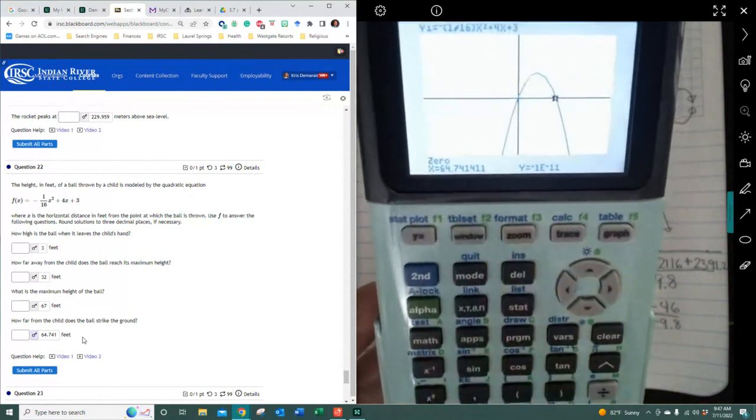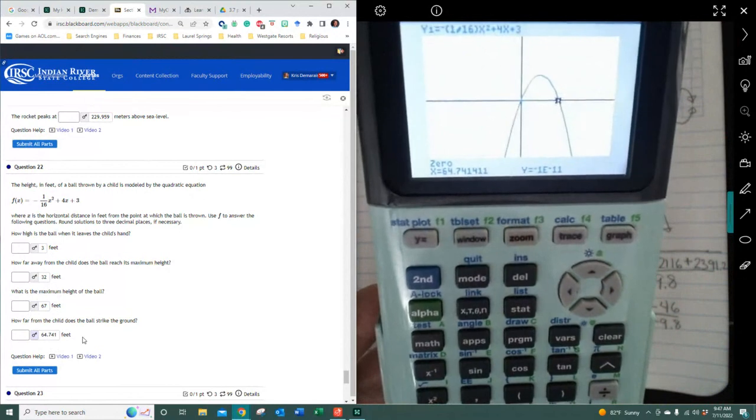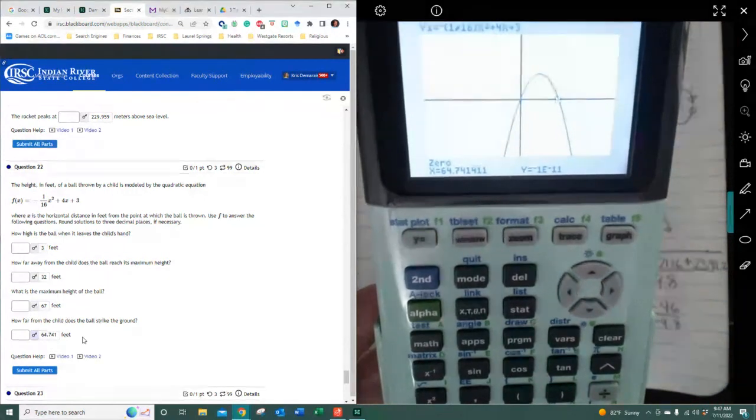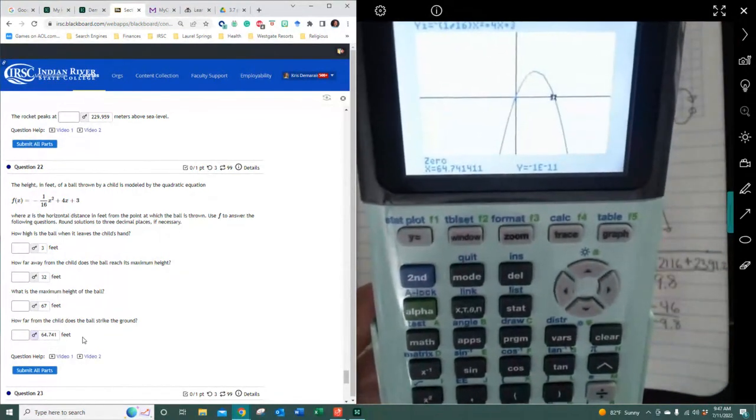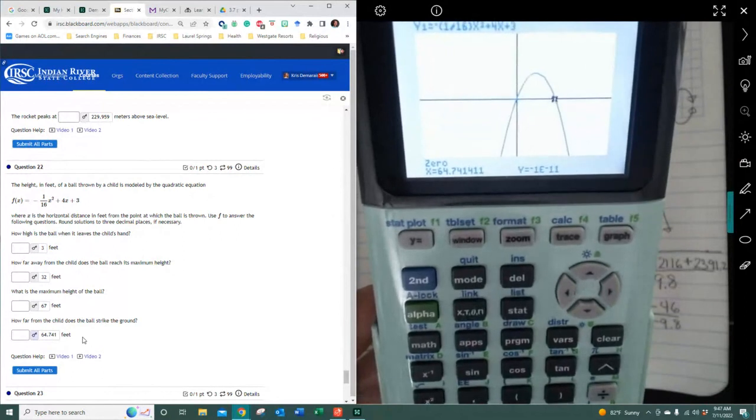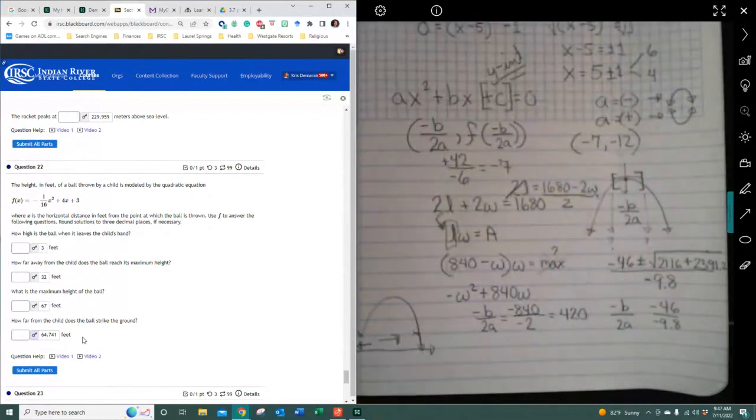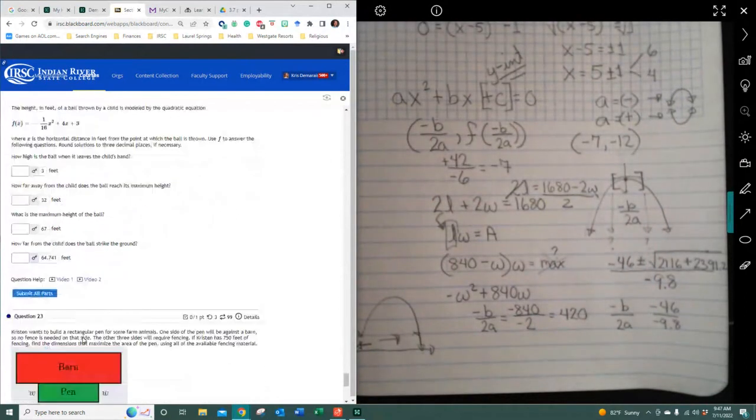But wow, was that awesome using the graphing calculator? I figured it out within seconds compared to doing it by hand. Okay, so take it for what it's worth. All right.